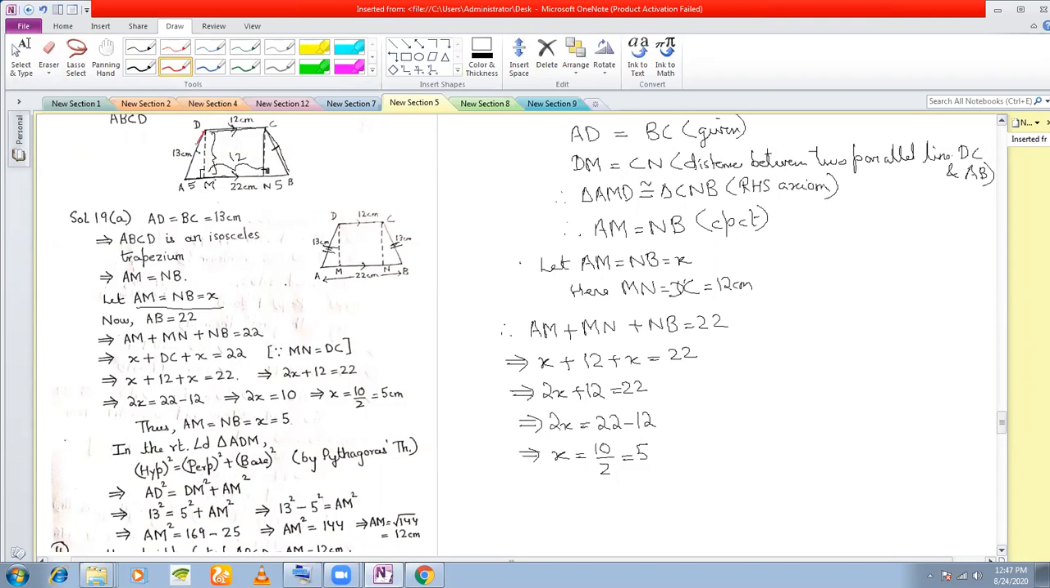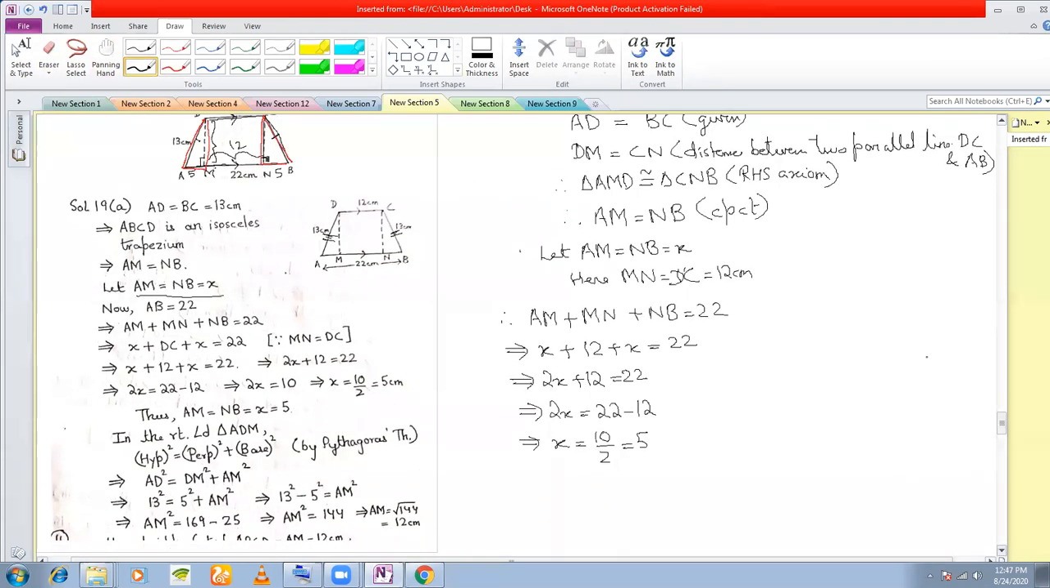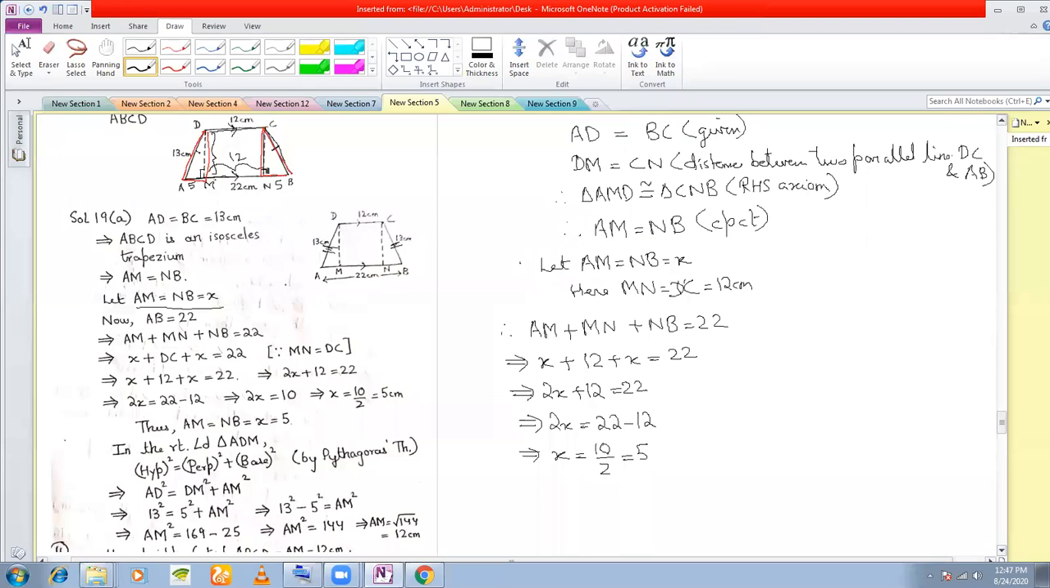Now we consider this right angle triangle. Or you can also consider this right angle triangle. So any of the two right angle triangles you can consider. Let us consider right angle triangle AMD.